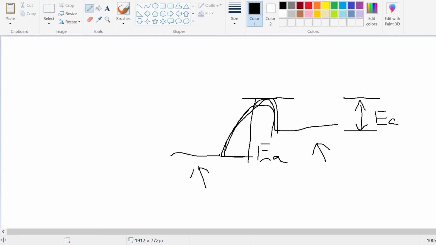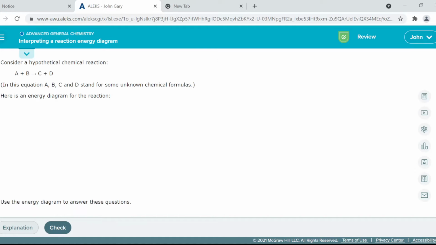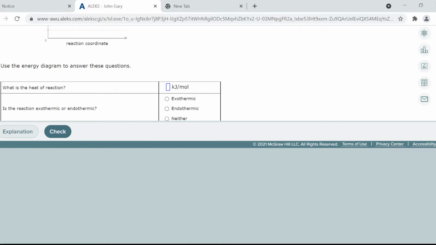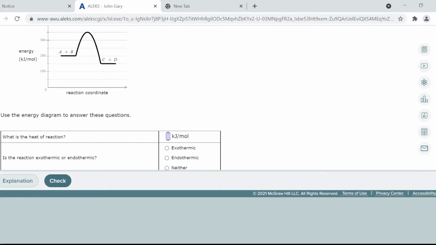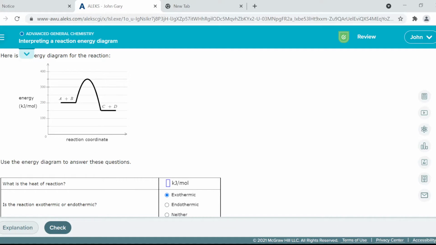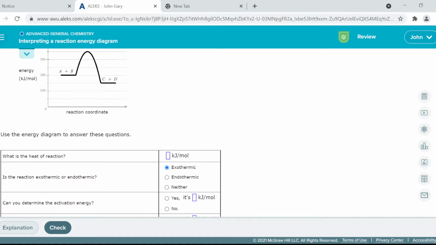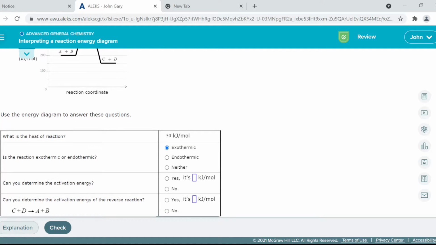All right, so let me see what else we got to look at. More practice. I'll try to do one of these real quick. A plus B, the heat of reaction, is an exothermic process because the heat goes down, right? It's 200 at A plus B, it's 150 at C plus D. So that is 50. I guess technically it'd be negative 50. Let's see if they'll let me put negative.